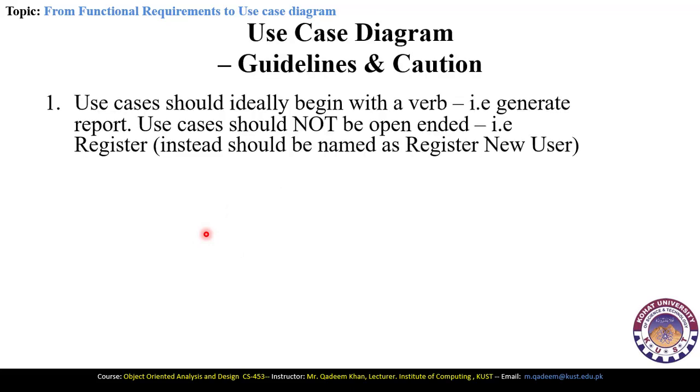Now, what are the guidelines for creating use case diagrams? Number one, a use case should ideally begin with a verb, for example, generate reports. You must start the use case with a verb. A use case should not be open-ended. For example, register is a use case, but it should be named as register new user. So it should be close-ended, not open-ended.